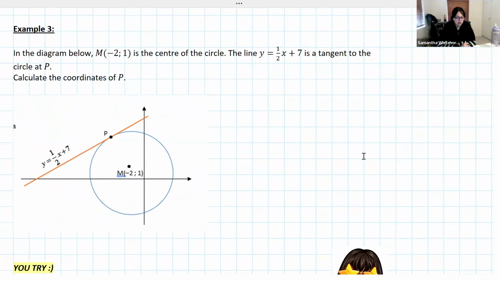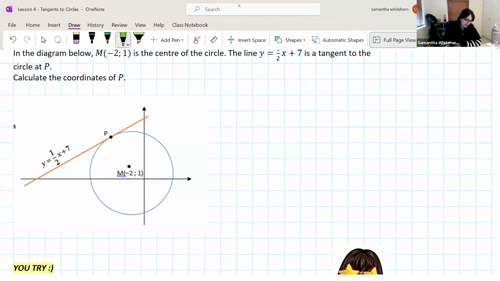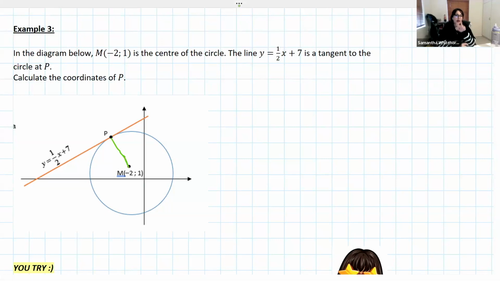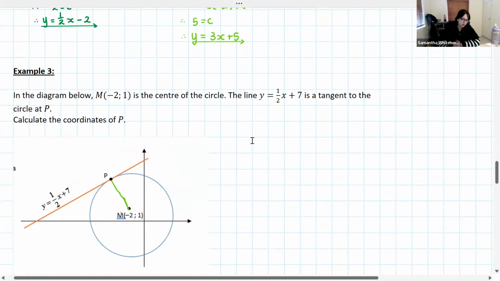Okay. We don't have the equation of the circle. We don't know anything about the length of the radius. We don't know anything about P. That's what we're trying to figure out. All we have is the center of my circle, as well as the straight line's equation. Right, so to help us out a little bit here, if I drew in the line MP, what is special about the line MP and the tangent at point P? What is happening between those two lines at point P? So basically, what is point P to those two lines?